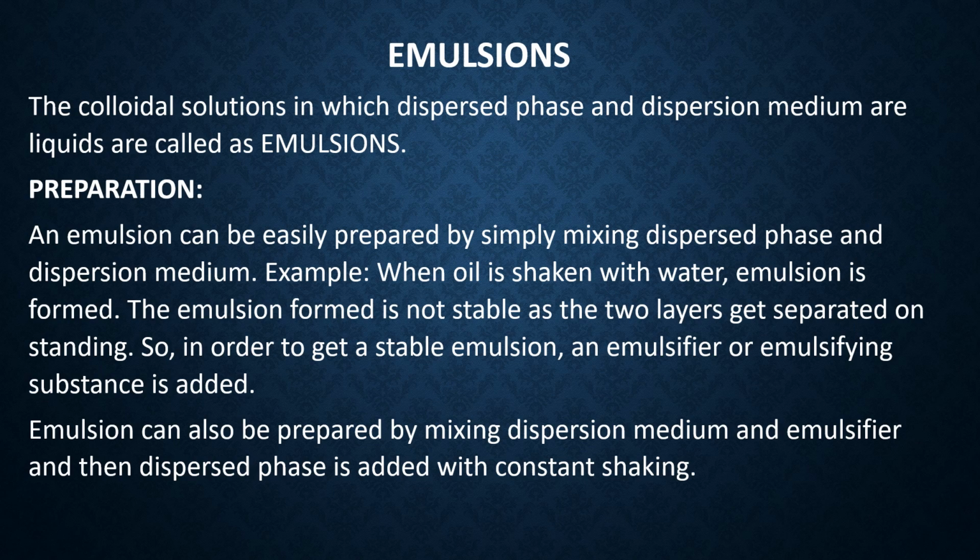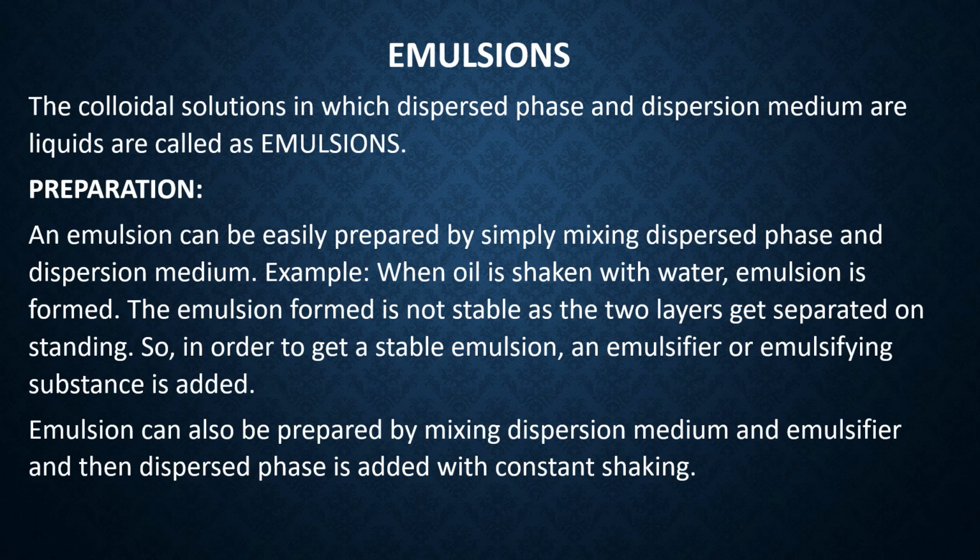An emulsion can be prepared by just mixing the dispersed phase and the dispersion medium. For example, students, when oil is shaken with water, we can prepare an emulsion. The emulsion formed by doing so is not stable, as the two layers get separated on standing. We all know this. We can do it at home also, students.